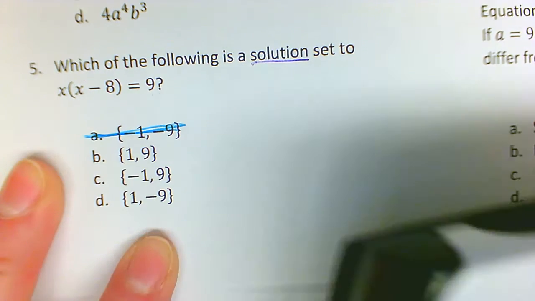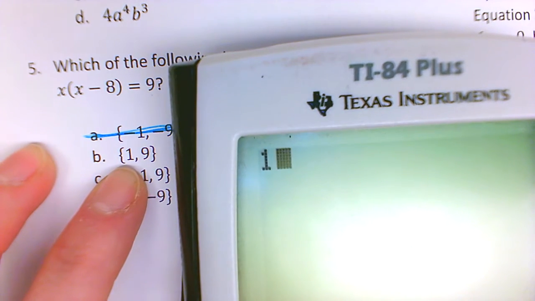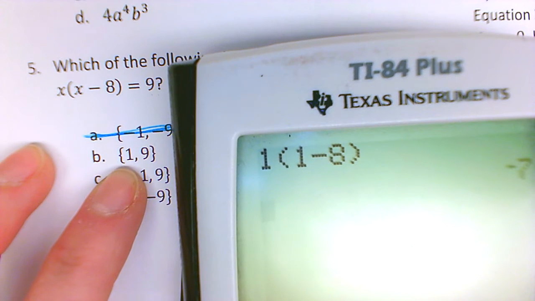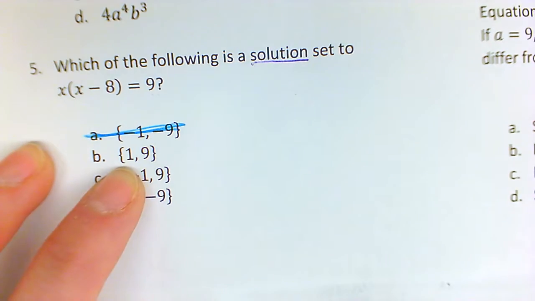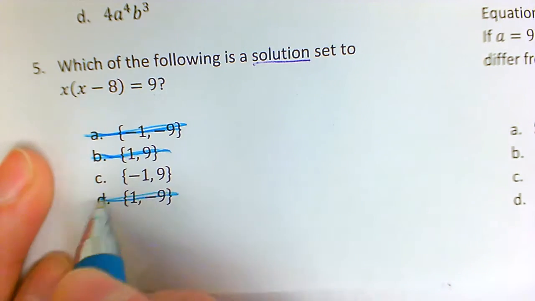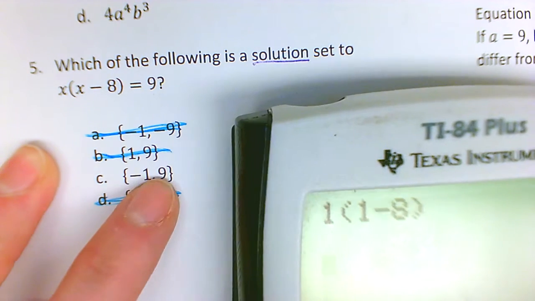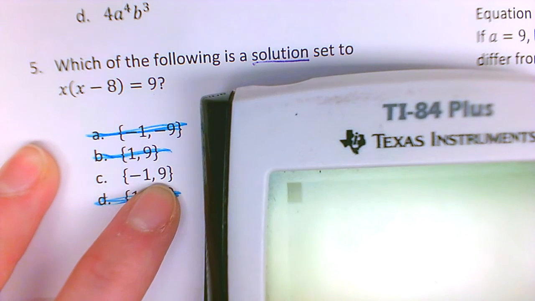All right. So I'm going to look at B. That one has a positive 1, so let's do the same thing. I'm going to do 1 times 1 minus 8. Hit the parentheses. Enter. That one gives me -7. So 1 is definitely not a solution, which means B is not my answer, and it also means D is not my answer. Now, I already know -1 works, but let's check +9 really fast.